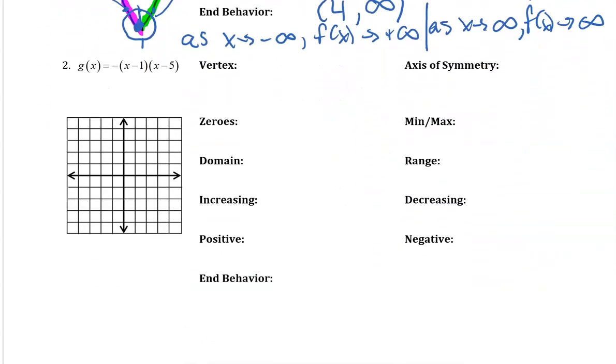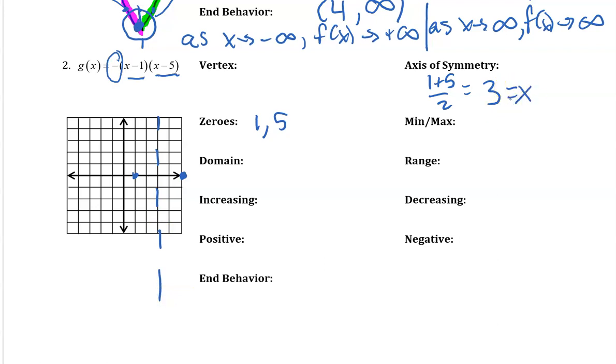Number 2. Please note there is a negative sign out in front. So our vertex. Well, we can't get the vertex yet. First we have to find the zeros, which we can. 1 will make the first expression 0. 5 will make the second expression 0. Our axis of symmetry will be the average of those two. So we'll go ahead and plot those, 1 and 5, and we'll show our axis of symmetry at x equals 3.